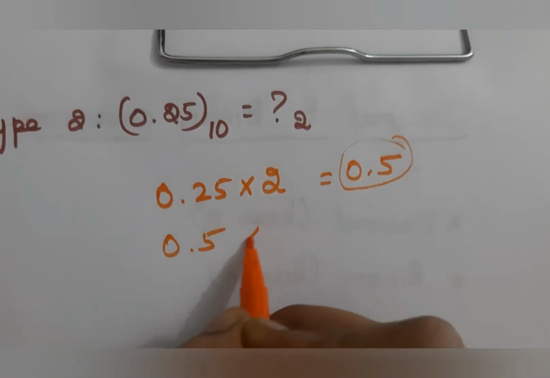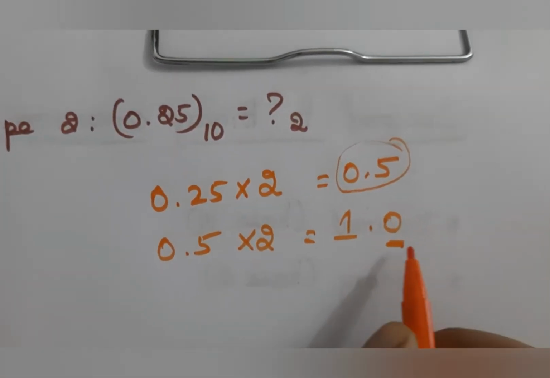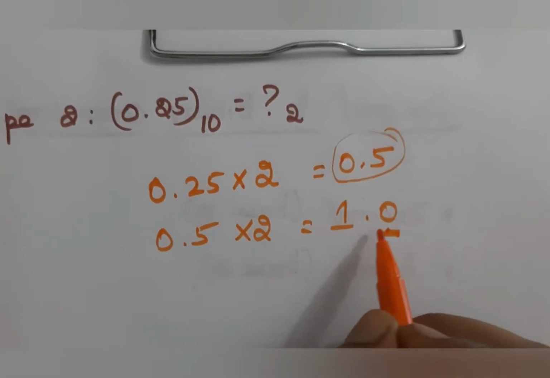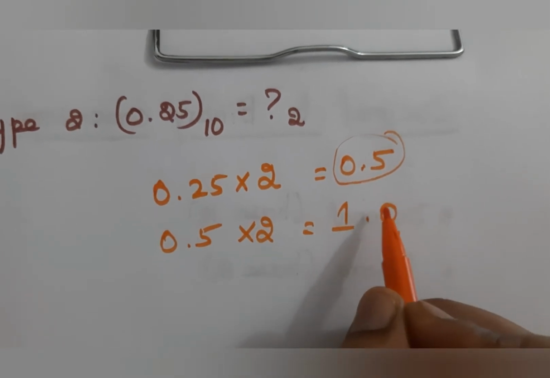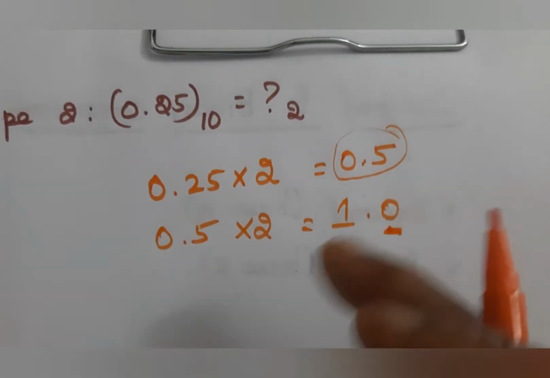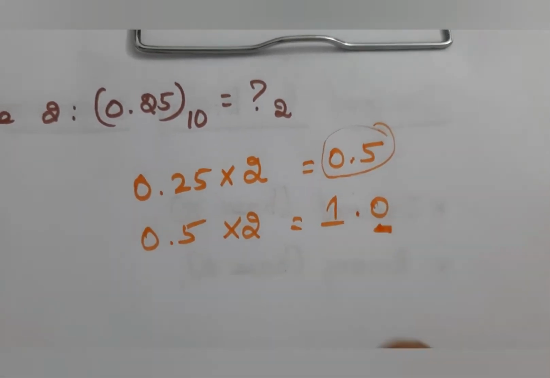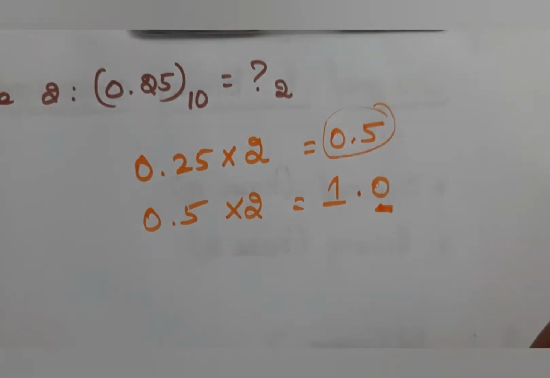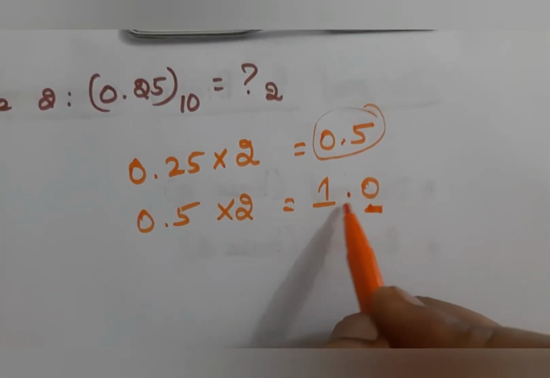So 0.5 times 2 gives 1.0. This becomes 0, which means no need to proceed further. So stop at this point. If it has values other than 0, you have to take a few more steps, and it can continue to infinity, which means you have to stop at any one point. You can take any one point. So here we get exactly 0.